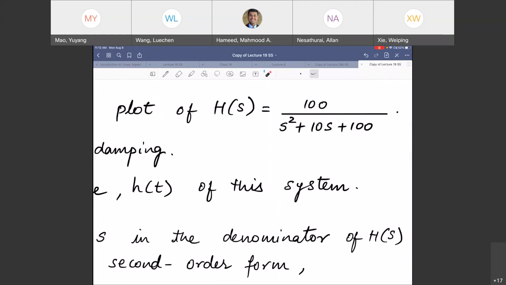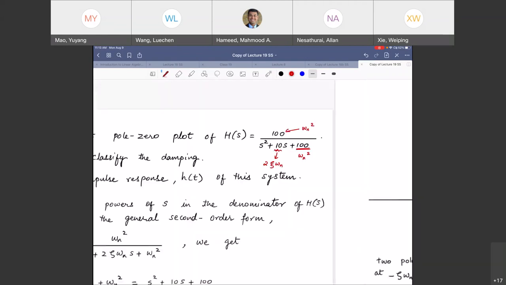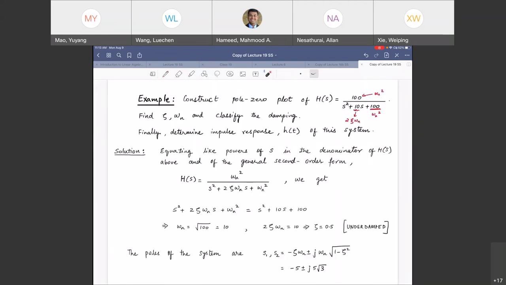Omega n is 10 radians per second. And 2 zeta omega n is 10, right? So this guy is omega n squared, and this guy is 2 zeta omega n. So you know zeta from here. You calculate it, it'll come out to half. When zeta is between 0 and 1, you can classify this system as underdamped, which means that the oscillations are going to be there, but they are going to be damped.